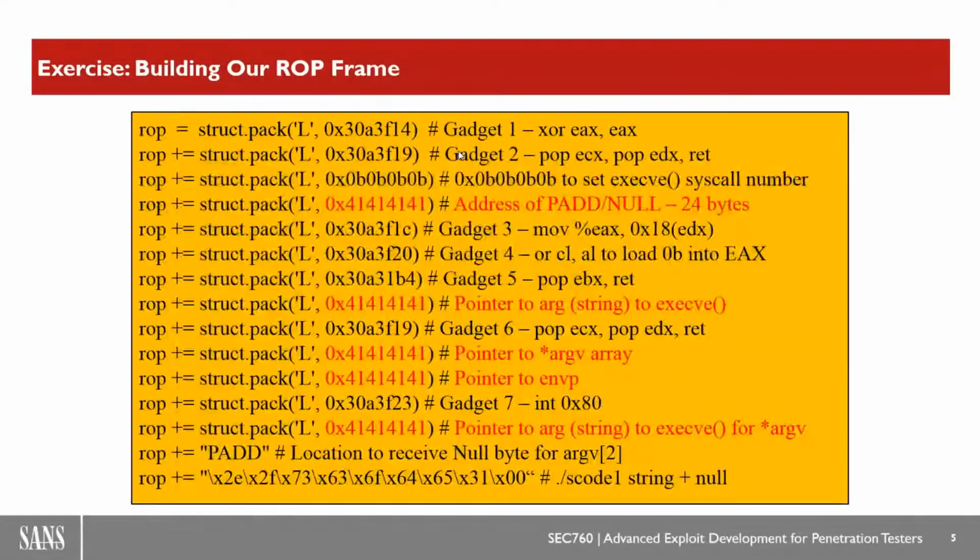Don't think there's any more slides here. Any questions on that technique before we finish up here? Because that's pretty much all we wanted to do. What was the reason to remove Windows Heap from SEC760?